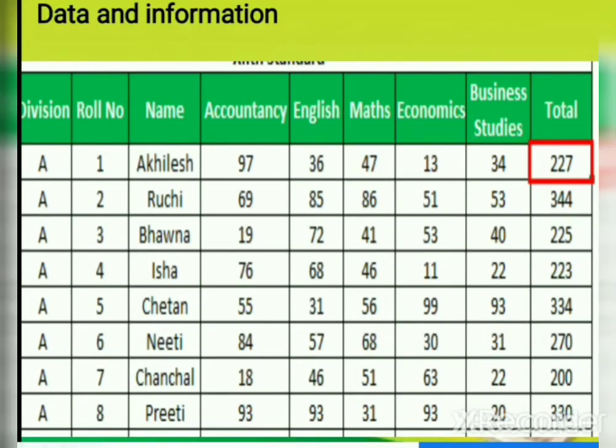So here I am going to explain briefly about data and information. We have different columns here: division, roll number, name, accountancy, English, maths, economics, business studies. So these are the columns which consist of data. Roll number, whatever is there under the roll column, is data. Name is also data. The marks of 5 subjects, you can see there are different marks under each subject. So all those are called data.